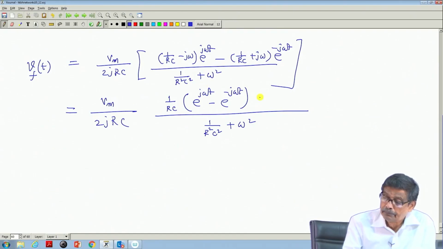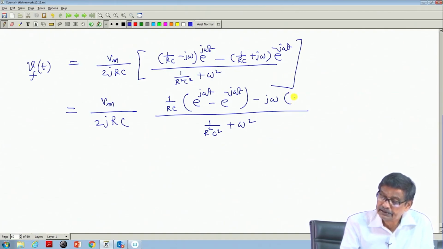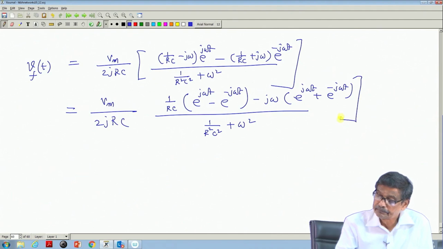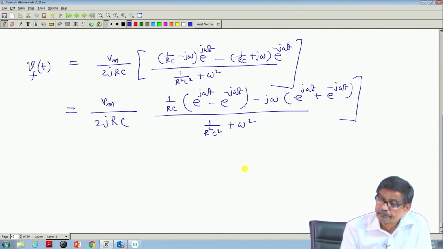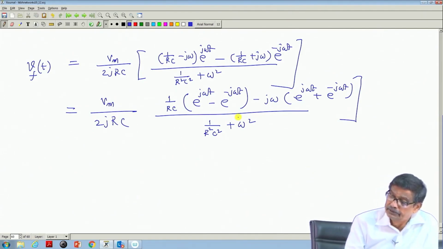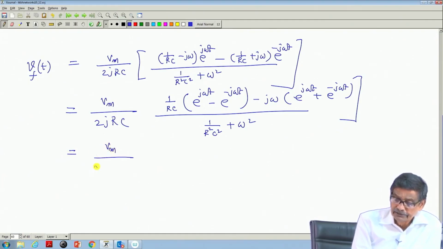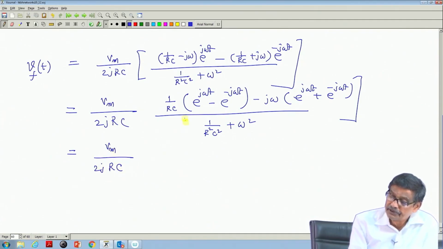Then minus j omega, this term and this term, and both are minus. So, it will be inside the bracket, e to the power j omega t plus e to the power minus j omega t. Clear? So, this is the thing. Then rest of the things are just manipulation. With complex numbers you should be very careful.